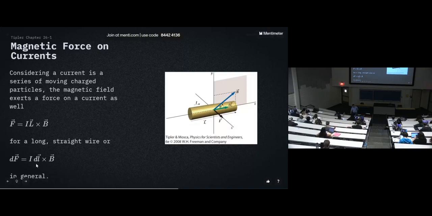Or if, unfortunately, the wire is not always pointed in one direction, it's just going all over any which direction, we get to do an integral.